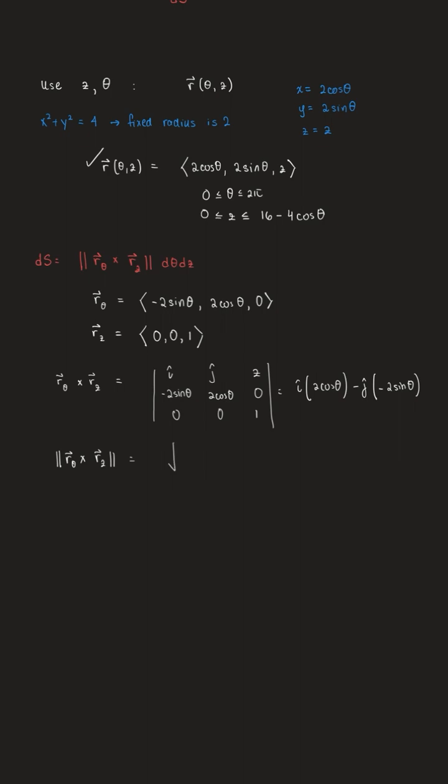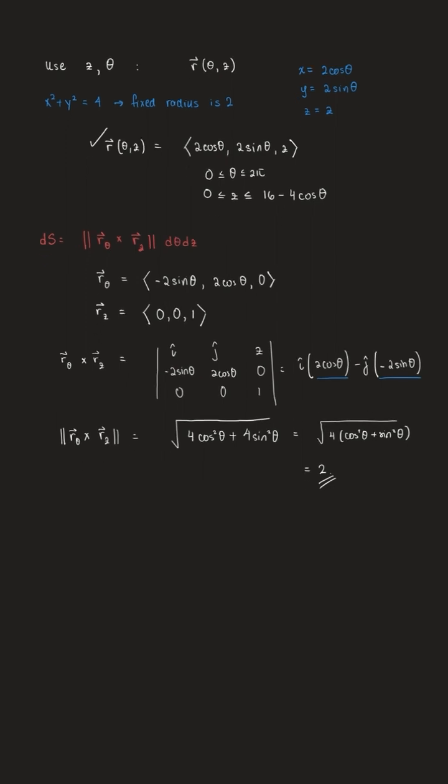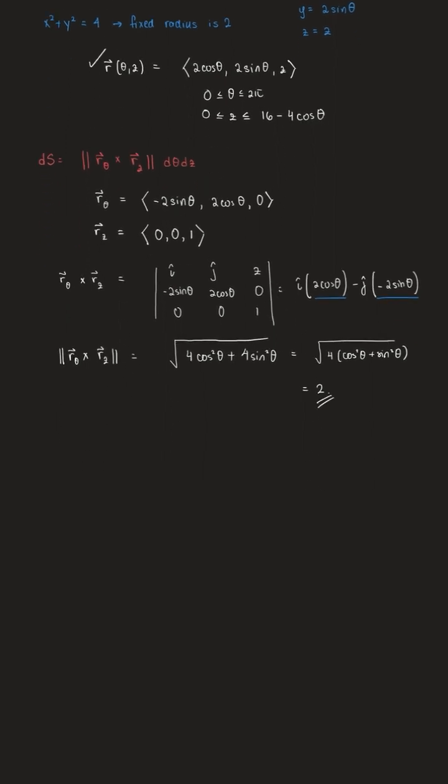And that's going to be the square root, I could have factored a 2, but it doesn't really matter, of 4 cosine squared theta plus 4 sine squared theta. I'm taking the components here and squaring them. And this is just going to be the square root of 4 times, well, we have cosine squared theta plus sine squared theta, which we know is equal to 1. And so this will just be 2. Great. So let's go ahead and set up our surface area integral.